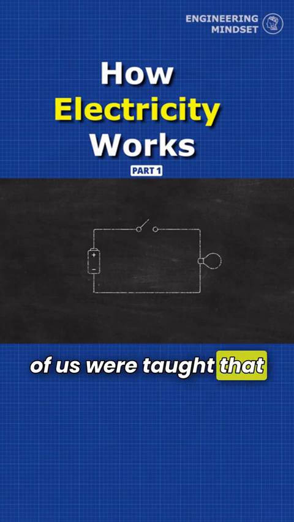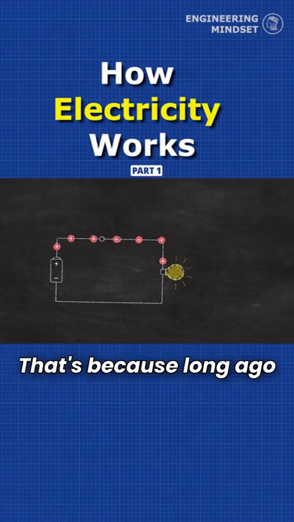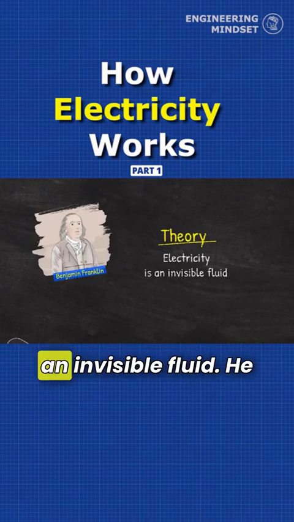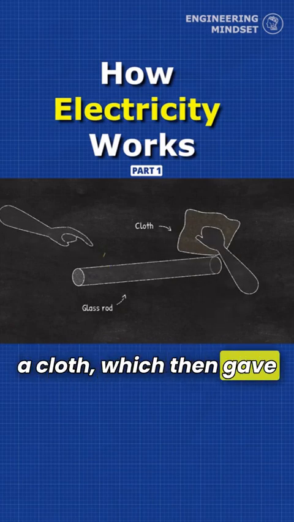Many of us were taught that electricity flows from the positive to the negative. That's because long ago, Benjamin Franklin theorized that electricity was an invisible fluid. He rubbed a glass rod with a cloth, which then gave him a shock.